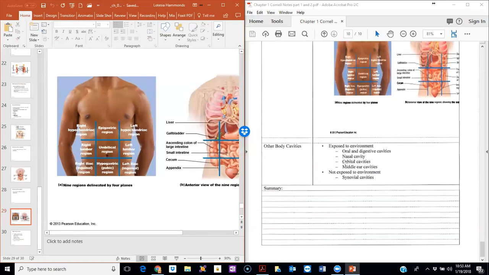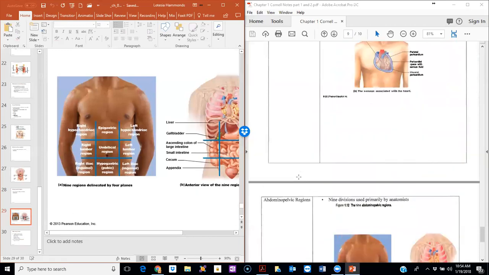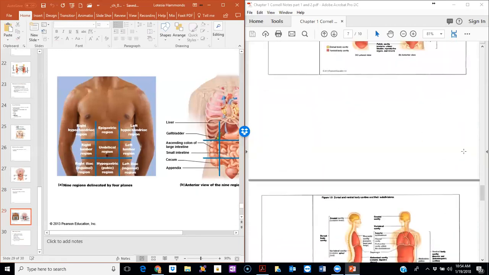All right, and exposed to the environment, which would be some of the other body cavities located within the body, are your oral and digestive cavities, the nasal cavity, orbital cavities, which is the location of your eyes, and middle ear cavities. And those which are not exposed to the environment would be your synovial cavities. These are located within the joints of the body, and we'll speak about them in a later chapter.